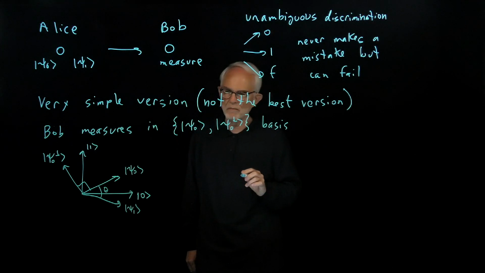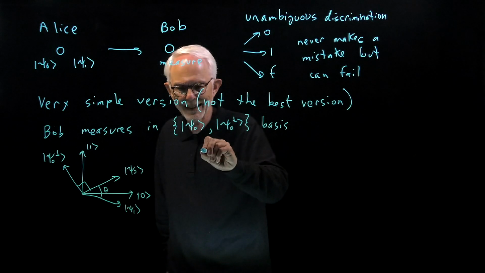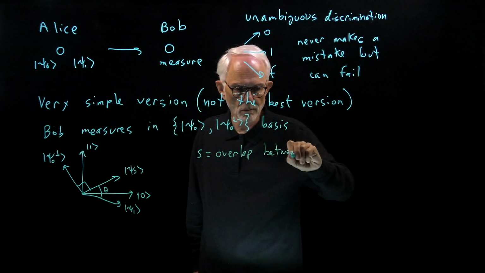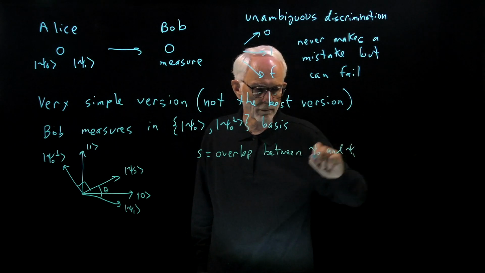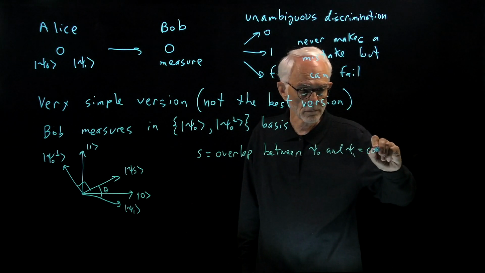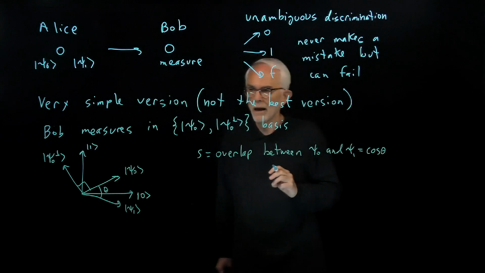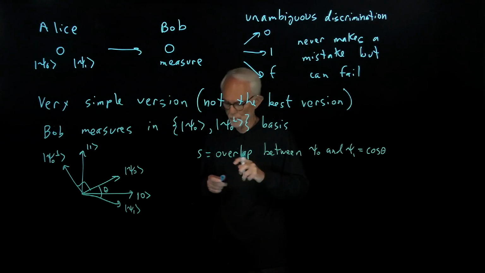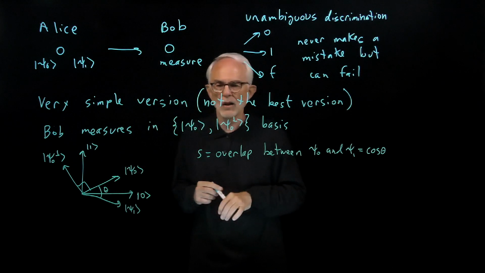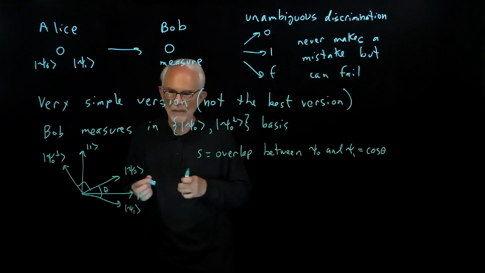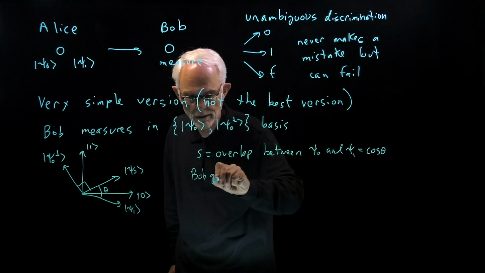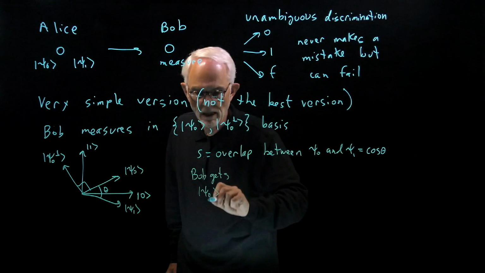So what's the overlap between psi0 and psi1? Let S equal the overlap, and that's simply going to be equal to cosine theta. Now, when Bob does measurements, he's measuring in the psi0 and psi0 perp basis. So he's either going to get psi0 or psi0 perp. Suppose Bob gets psi0. What can he conclude?